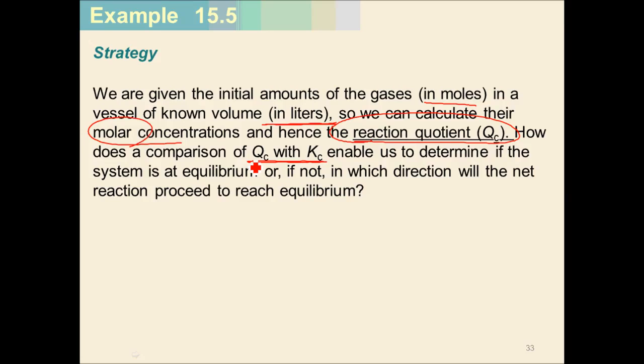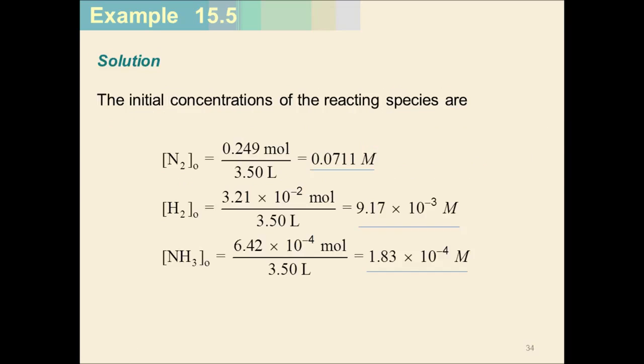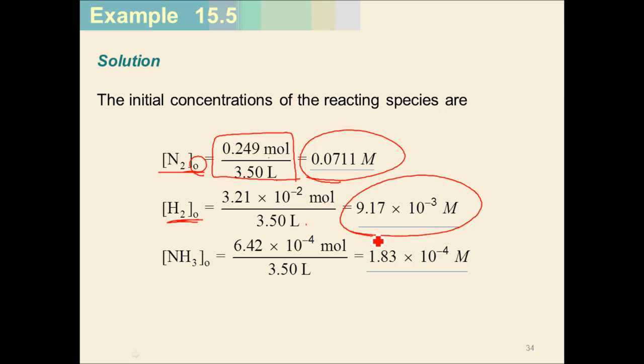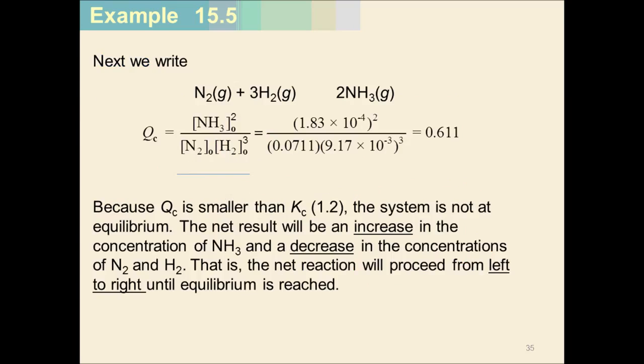That was what was on our previous slide. So our solution on slide 34, the initial concentrations of the reacting species, let's just do moles over liters, 0.249 moles over 3.5 liters would be 0.0711 molar for the N2O, and again, the O means initial. The initial concentration of the hydrogen, take your moles divided by liters, you get 9.17 times 10 to the minus third. For ammonia, 1.83 times 10 to the minus fourth molar.